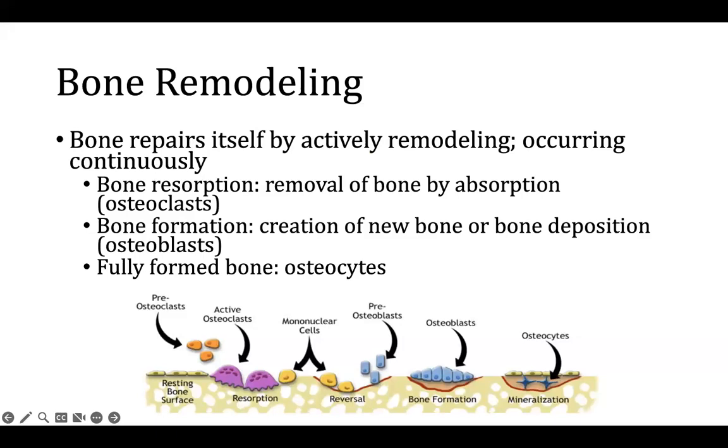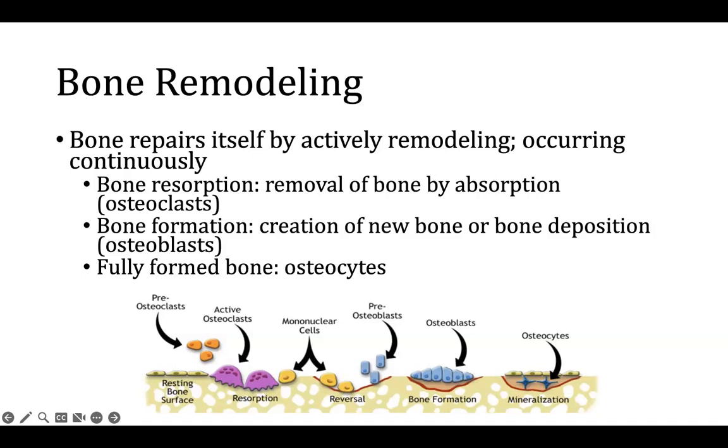Bone remodeling is something that happens. We don't really know it's happening, which is the really cool thing about our bodies and how they work, but it is used as a way to repair itself and actively work on remodeling by developing those different restoration processes. So we have bone reabsorption, which is the removal of bone by absorption. That's through osteoclasts. We have bone formation, which is the creation of new bone, or bone deposition, which is the osteoblasts. And then we have the fully formed bone, which is the osteocytes.